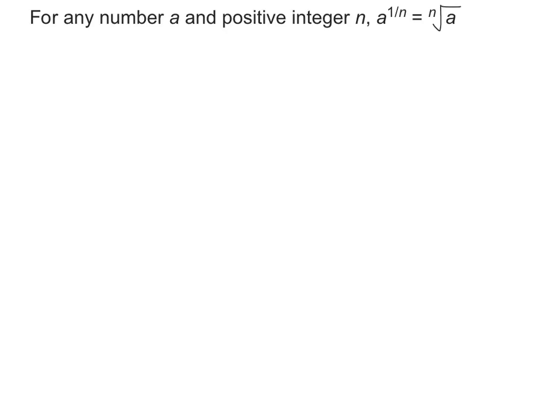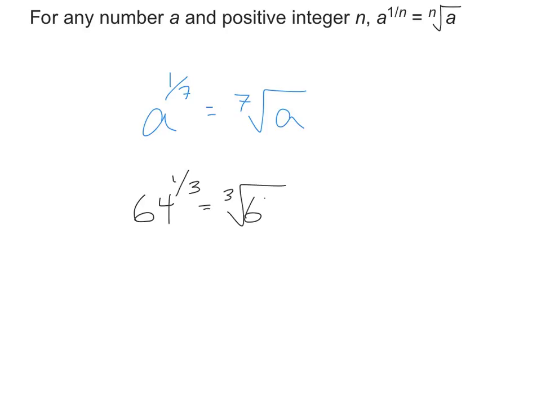Figuring out what we just figured out then, we can write this statement that for any number a and any positive integer n, if we take a to the 1 over n, it's the same as the nth root of a. So, as an example, a to the, let's say, 1/7 is the same as the 7th root of a. Or if I wanted to get more specific, let's say we did 64 to the 1/3. That's the same as the cube root of 64, which just ends up being 4.